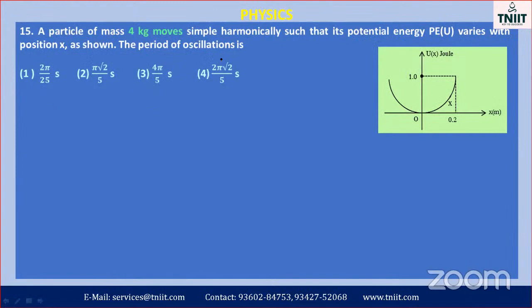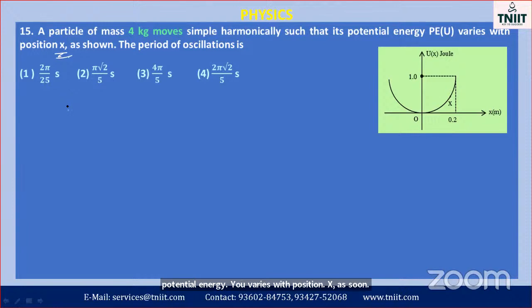Look at this problem. There is a particle of mass 4 kg that is moving harmonically. Its potential energy U varies with position X as shown. What is the time period?